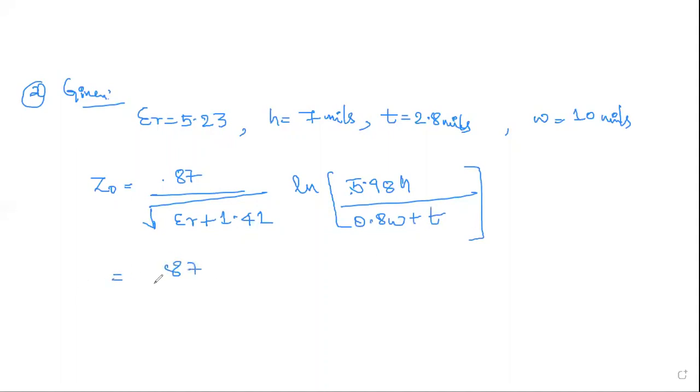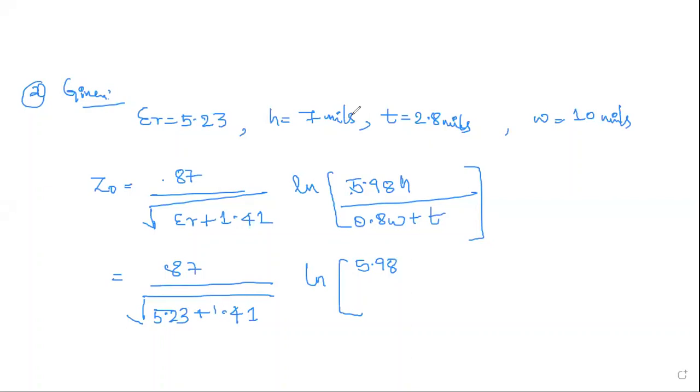It is 87 divided by square root of 5.23 plus 1.41 ln, into 5.98 times 7 divided by 0.8 times 10 plus 2.8. No need for change of mils into either meter or something, because every parameter is in mils, so you can just keep it in mils only. First do this ln calculation, then multiply it with this answer.